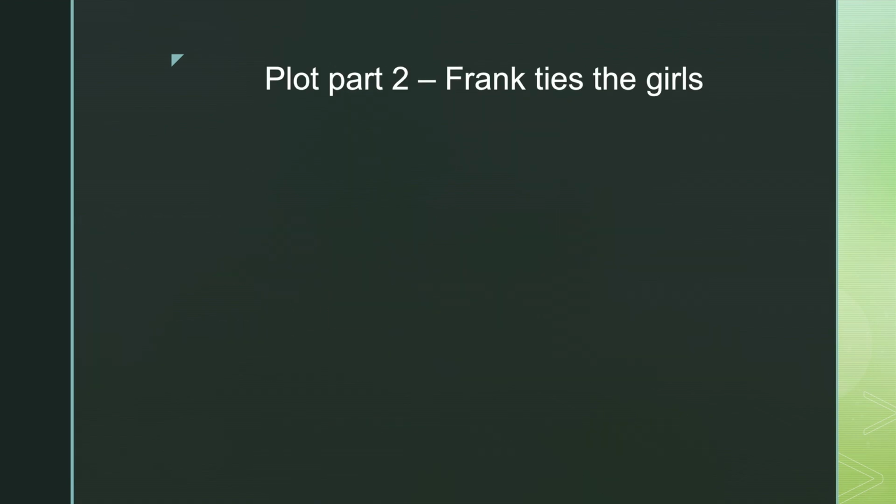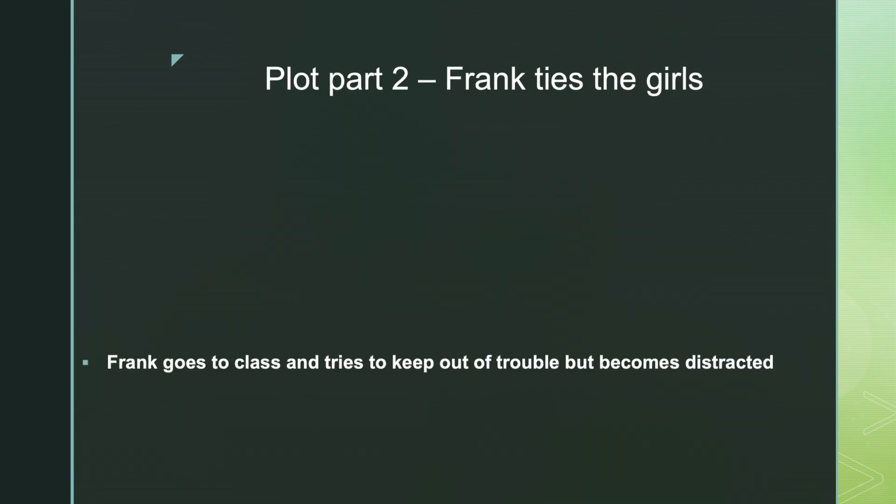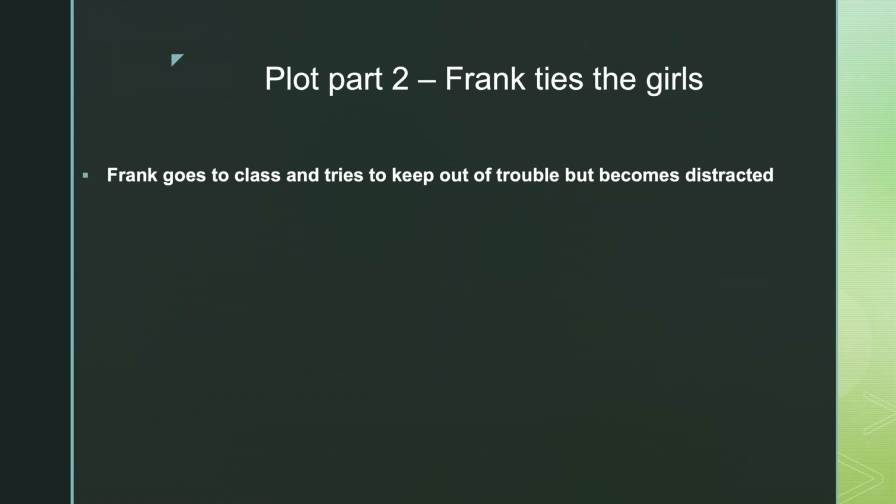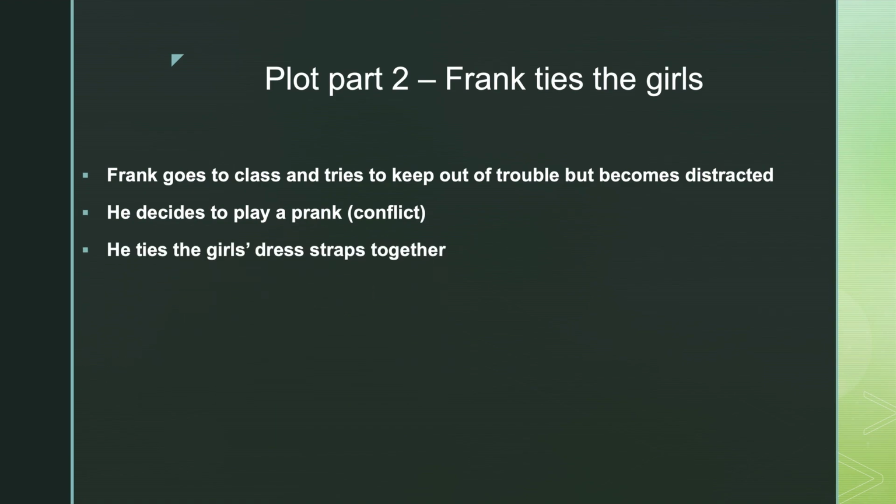Part 2, Frank ties the girls. So after leaving the gate, he goes to class and he does make an effort to keep out of trouble. But Frank being Frank, he becomes distracted. Enter the conflict. He makes a decision. Remember, conflicts are decisions that are made that impact the rest of the story. He makes a decision to play a prank. And the prank is he's going to tie the girls' dress straps together. He does that and sits back and waits.